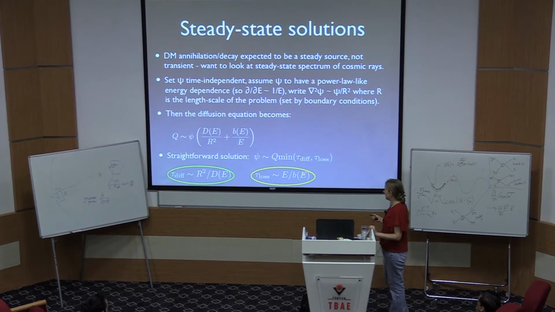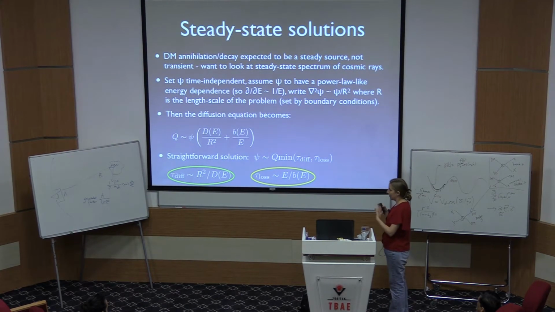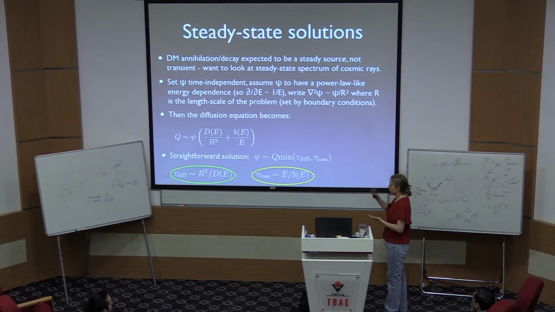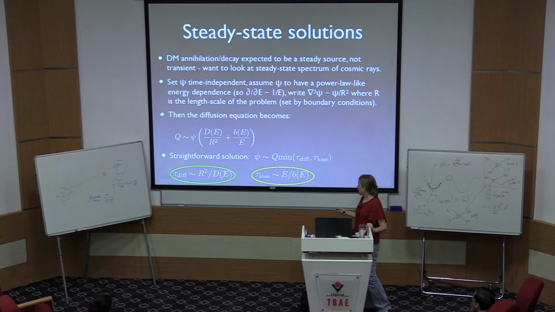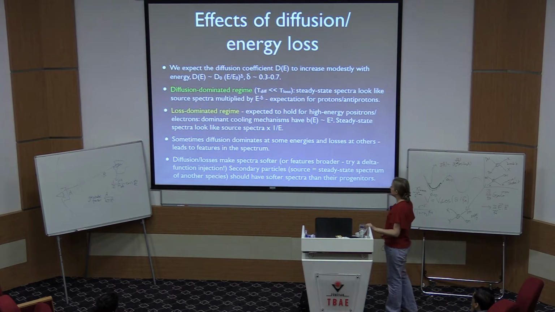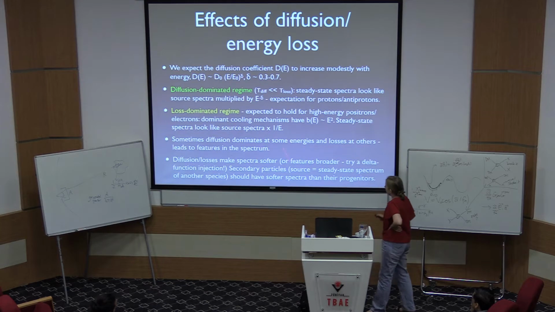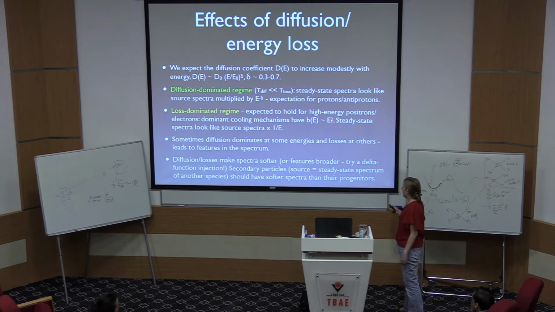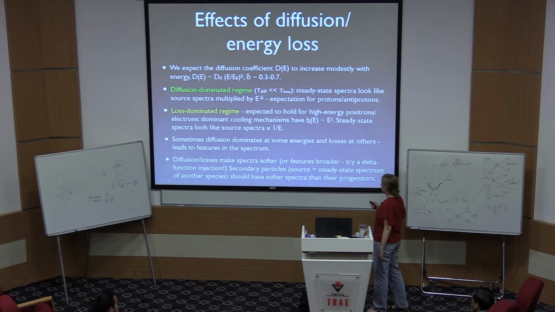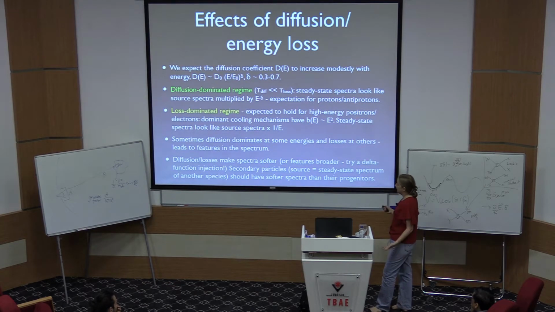So what this means is that as these cosmic rays propagate throughout the galaxy, the zeroth order thing that happens is just that their spectrum is tilted by either the energy dependence of the diffusion coefficient or by the energy dependence of the losses. So the expectation is that the diffusion coefficient scales roughly like E to the 0.3 to 0.7, and for the loss mechanisms that we know about, which are synchrotron radiation and scattering on the photons, the loss coefficient scales like E squared.